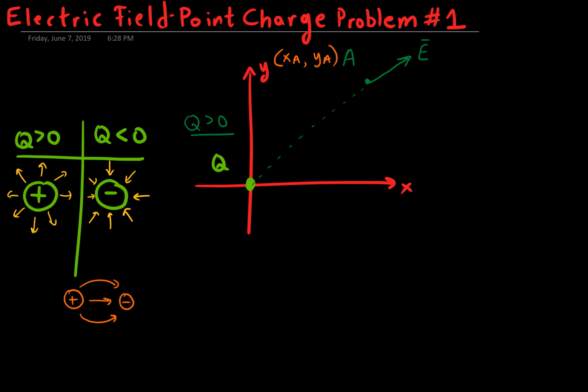We did this considering that Q was positive. But now what happens when we say Q is negative? We can draw the same imaginary line, but recognize that electric fields will point towards negative charges. So at point A itself, again, we see the electric field will point in a line towards the charge Q, if that charge is negative.